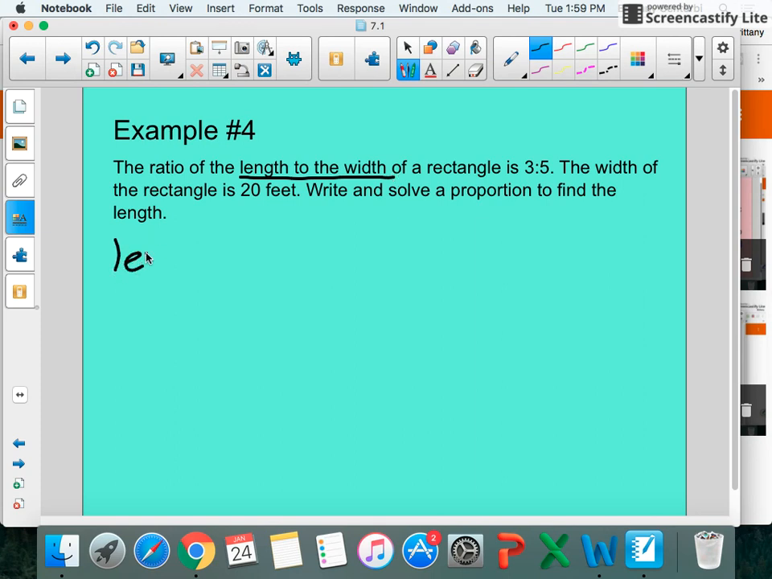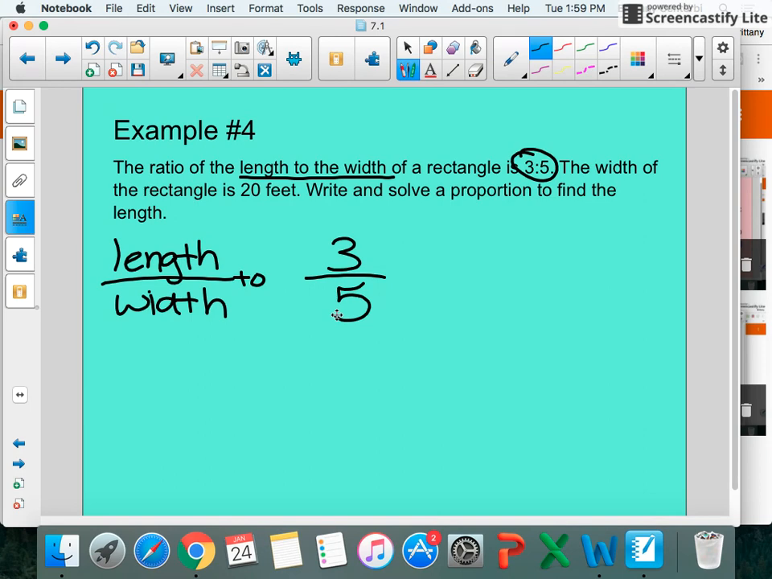Remember, we're going to start with length, and then this division bar, that's the word "to". And then we're going to put width at the bottom. This is just going to tell us where we're going to set everything up in our proportion. We have to make sure all the numbers and letters match. It says it's 3 to 5, so I'm going to do 3 to 5. Then we have the width is 20. The width is on the bottom, so I'm going to put 20 on the bottom. And the length, which is what I'm trying to find, is going to be my x. That will go on top.